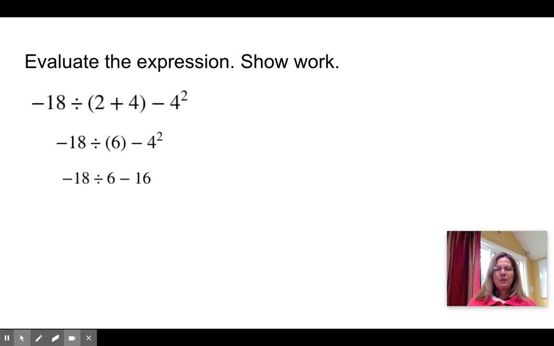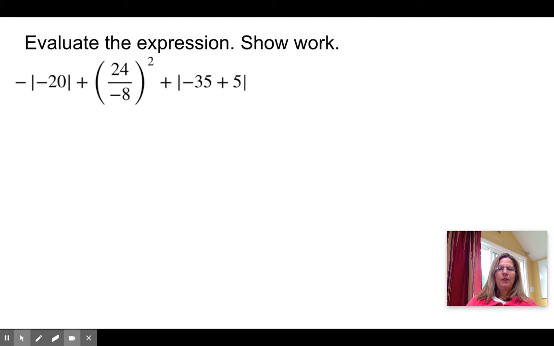And now I have a choice between division and subtraction. Division is highest up in the scale of importance. Negative 18 divided by positive 6 is negative 3. And negative 3 minus 16, I'm going to add those numbers and keep their sign. So I'm adding the absolute value of those numbers, and so it's going to be negative 19. All right, so let's look at the next example.